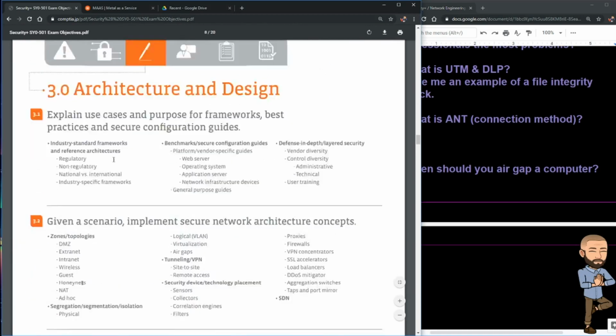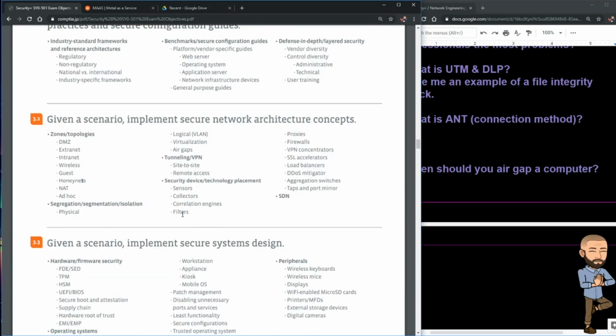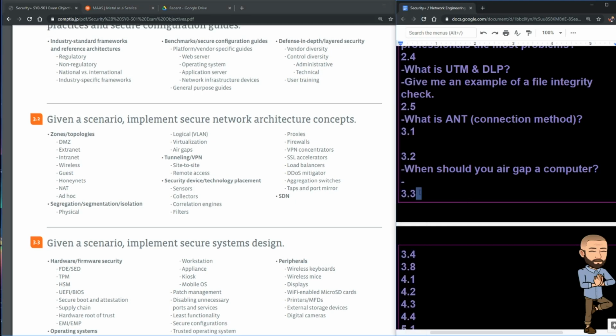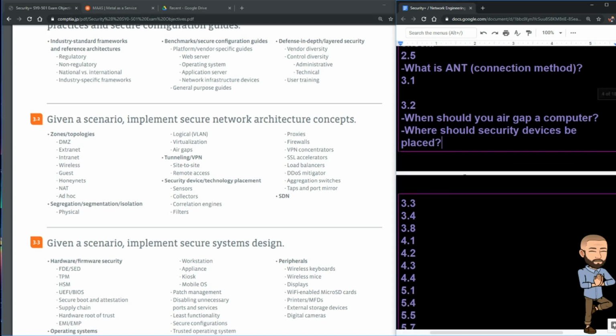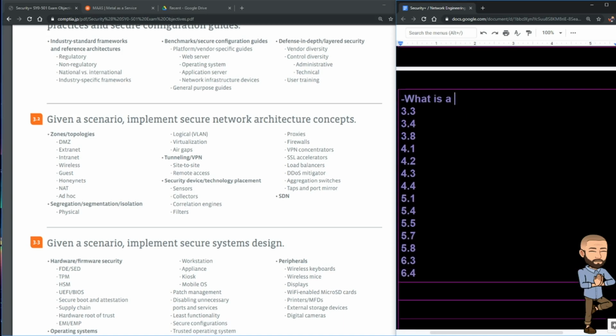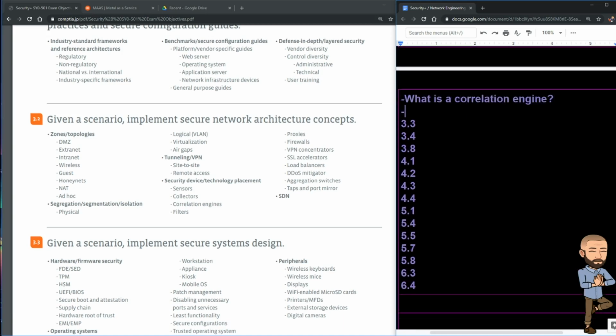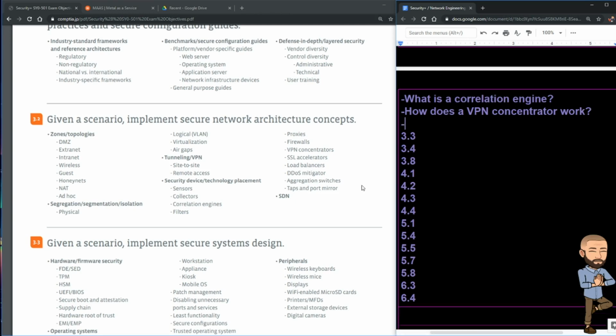So look at that, 3.1 was tricky. Anyways, we're looking at VPNs down here, security device technology placement, as in sensors and collectors, correlation engines, never heard of that before. So where should security devices be placed? What is a correlation engine? How does a VPN concentrator work? And what's an SSL accelerator?